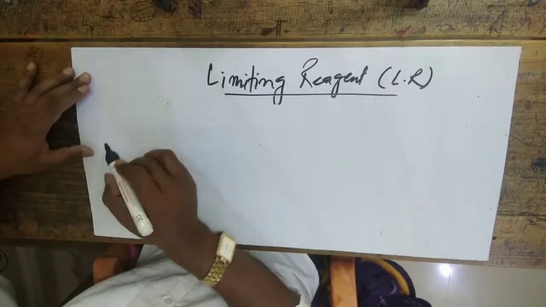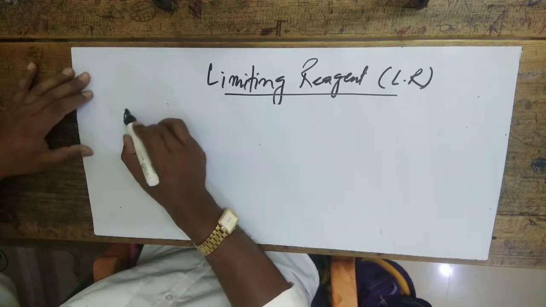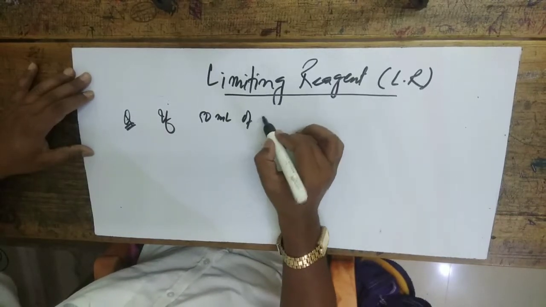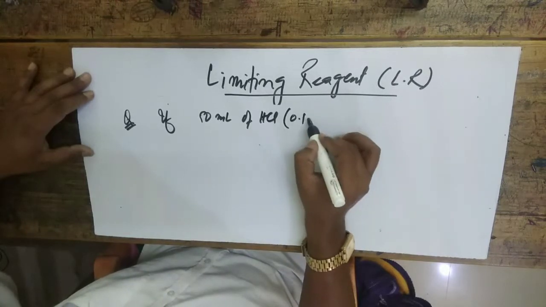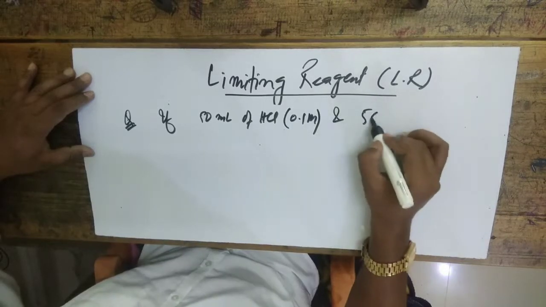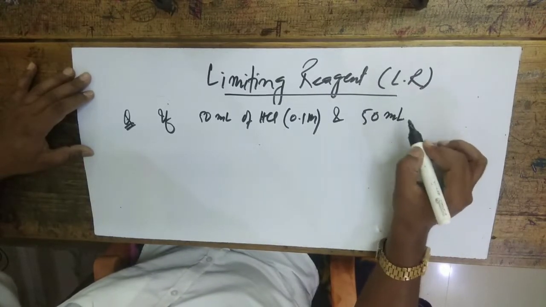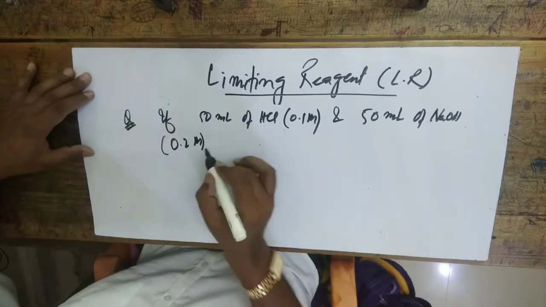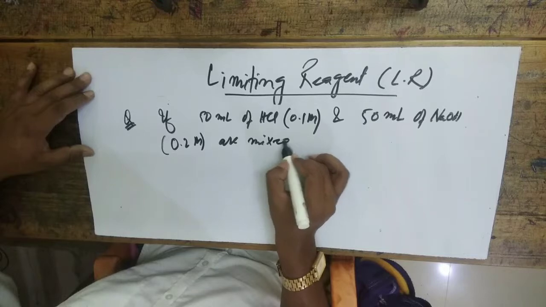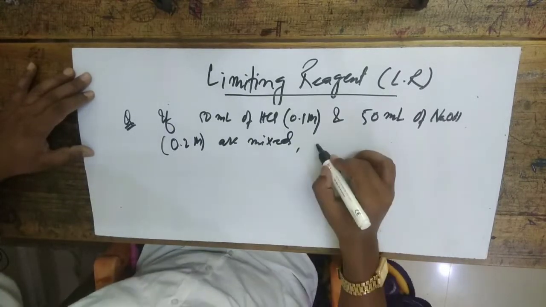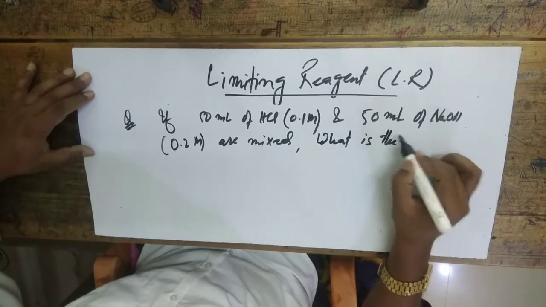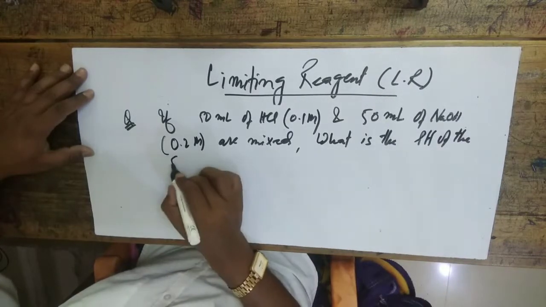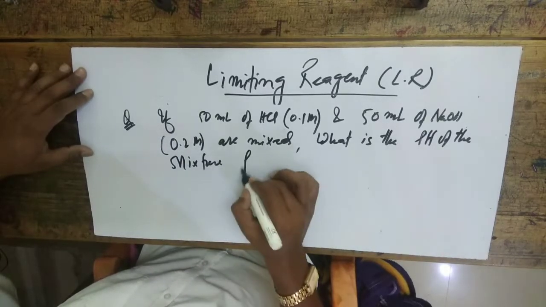Now let us take one more example. If 50 ml of 0.1 molar HCl and 50 ml of 0.2 molar NaOH are mixed, what is the pH of the mixture formed?